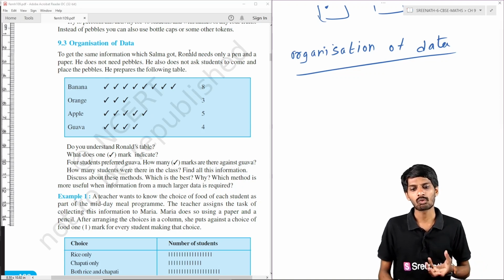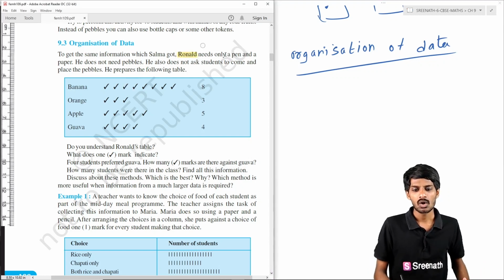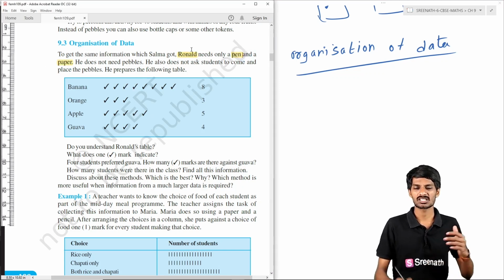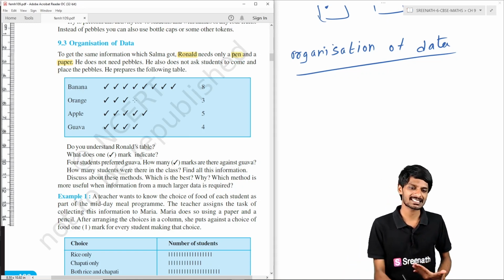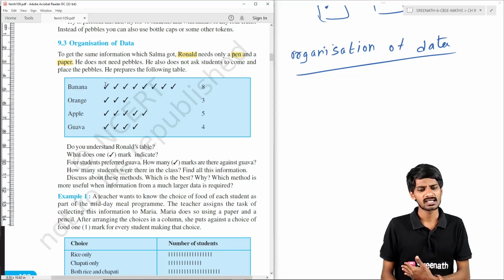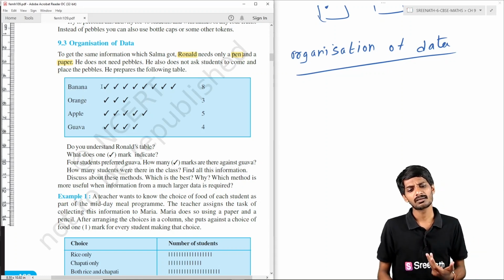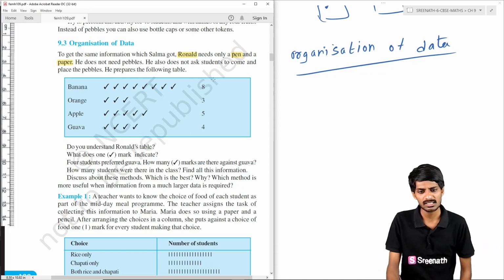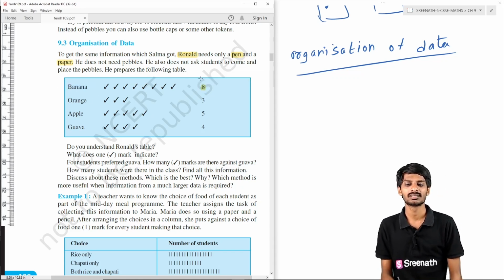Okay, students. In the same situation, to get the same information, Ronald needs only a pen and a paper, not the pebbles and not the squares. What he has done is simply write banana, ask the students, and make tick marks like that. Further, by counting the tick marks, you can easily get the number. He made the work so much easier: he counted the tick marks and wrote the number here. So simply, how many bananas we need, you can see from this number, that's it.